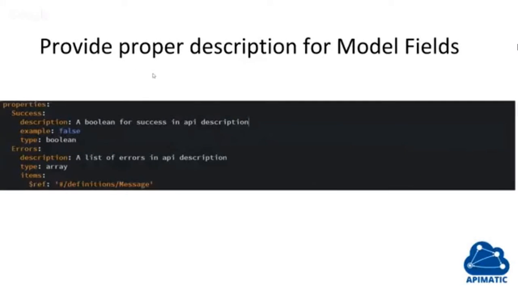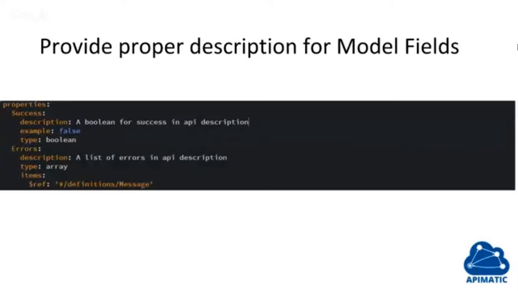Similarly, your model might have different fields, so just giving the type of the field is not enough. Let's say I have a field which is Boolean. I know that its value is true or false, but what exactly does this true or false value represent? That we can tell in our description. Here we have a very simple description that says a Boolean for success in the API. That means that if there was a success in your API, then this Boolean will be set to true, or else false. But in a more complicated case, this description could really help the person understand what this particular value of the field could mean.